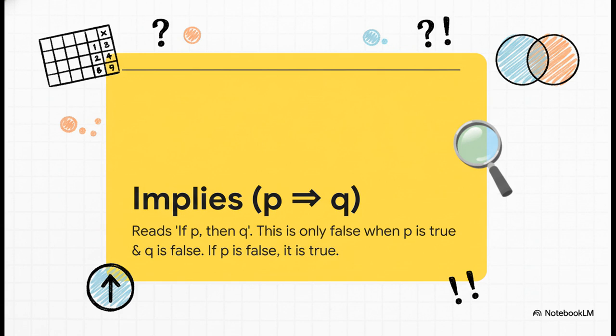Think about it. If it rains, then the ground gets wet. That sentence is only a lie if it does rain and the ground somehow stays bone dry. But here's the twist. If the if part is false, if it doesn't rain, we consider the entire statement to be true, no matter what the ground does. It's called being vacuously true, and believe me, it trips people up constantly.